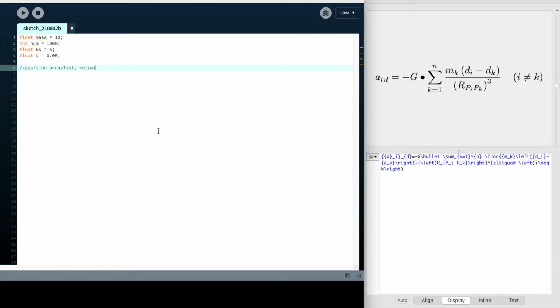I'm going to also need a velocity array list and an acceleration array list, all x, y, and z. So I'm going to need 3 here, 3 for position, 3 for velocity, and 3 for acceleration. So I'm going to need a total of 9 array lists.